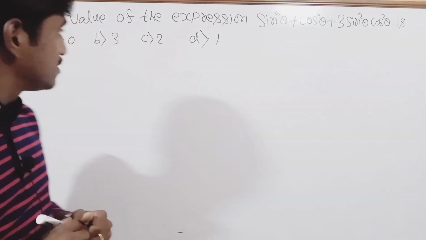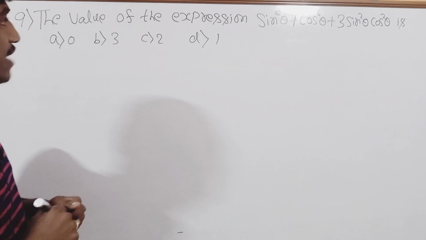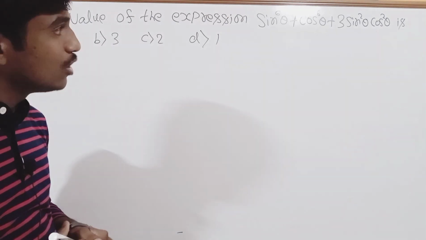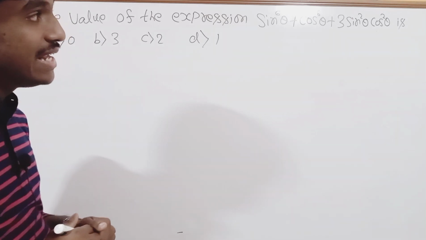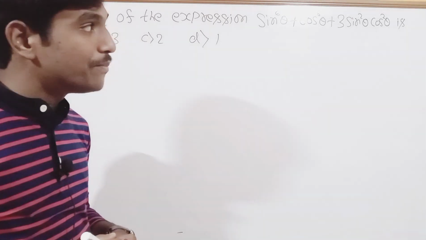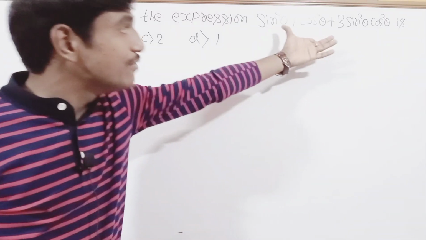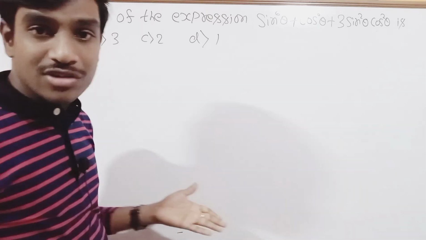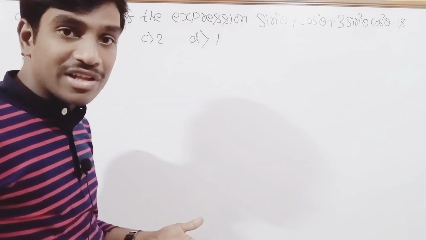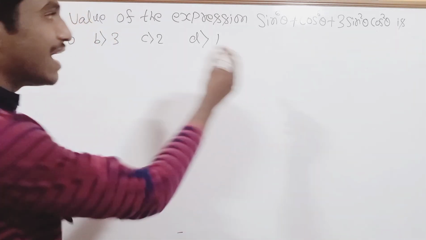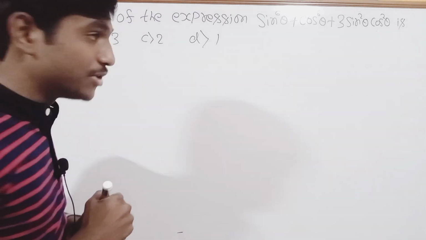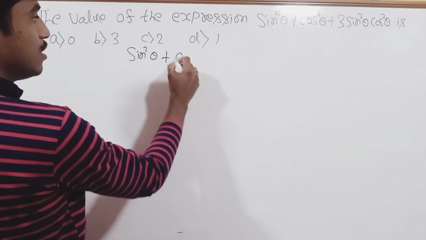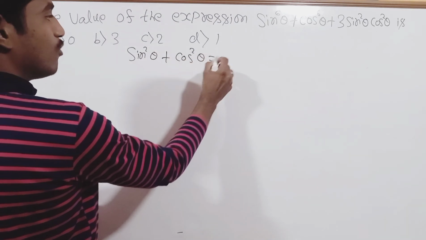Okay, now the next question is we need to find the value of the expression sin raised to 6 theta plus cos raised to 6 theta plus 3 sin square theta cos square theta. So we need to find the value of this. We know only one identity which relates sin and cos, which is sin square theta plus cos square theta equals 1. So we'll use that identity to find the value of this expression.